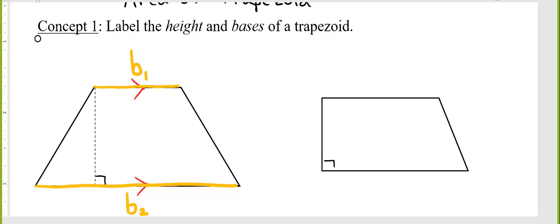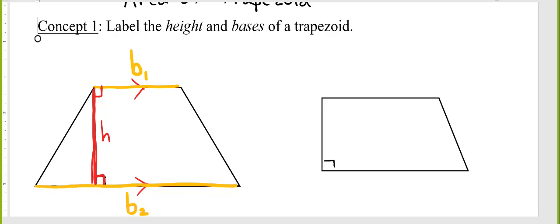Okay, the height of a trapezoid is the perpendicular distance between the 2 bases. So if I dropped a perpendicular line right here, it's perpendicular to this base and it's perpendicular to that base, that is my height.